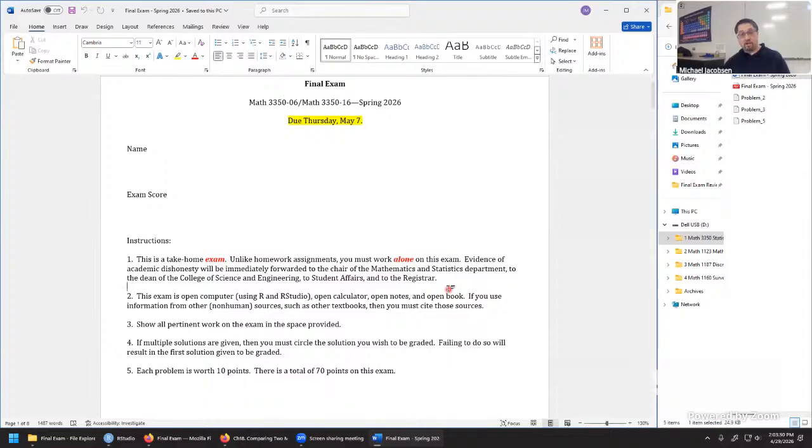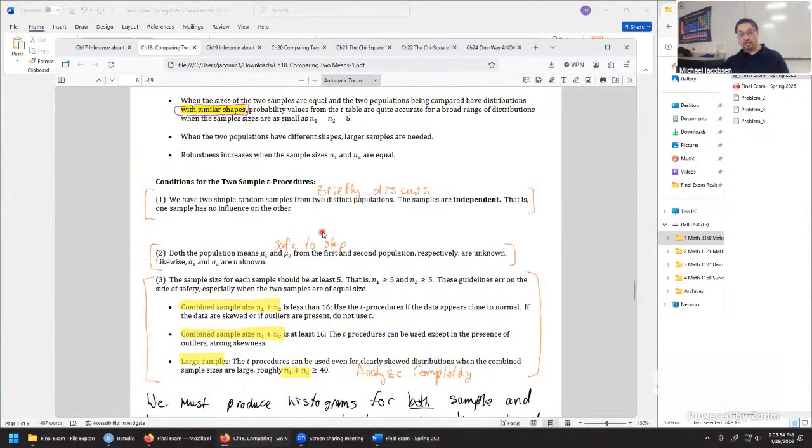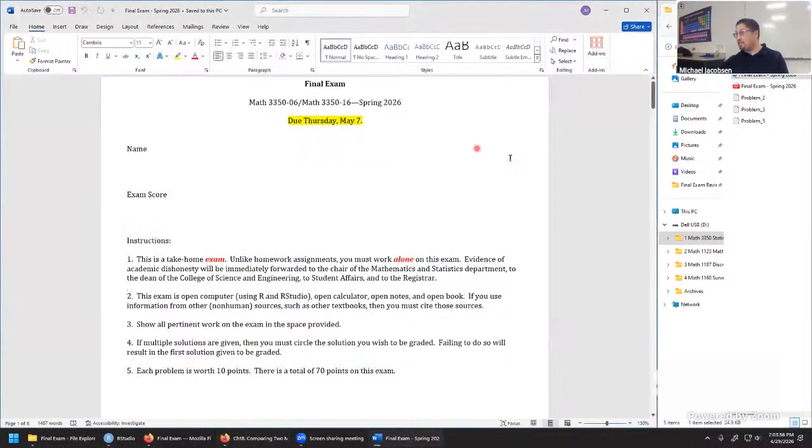Now you can cite pretty much anything that's a non-human source. You can cite anything that we did on Canvas, any homework assignment. If you've taken other statistical classes, if you're in a biometry lab, so on and so forth, statistical knowledge you can cite freely. It's definitely open calculator, notes, open textbook. It's open computer, expecting you to use R together with RStudio.